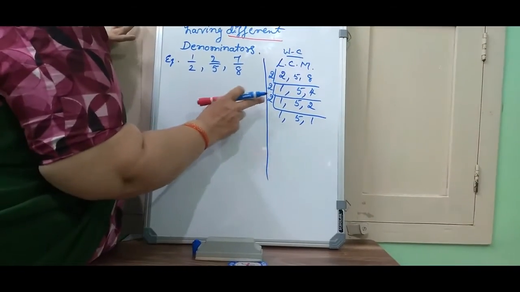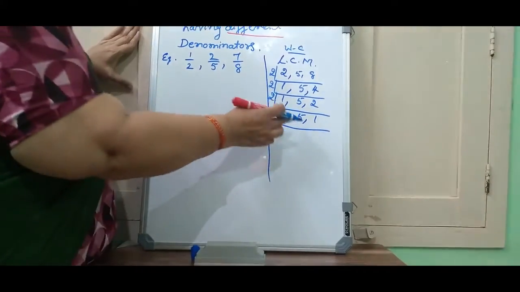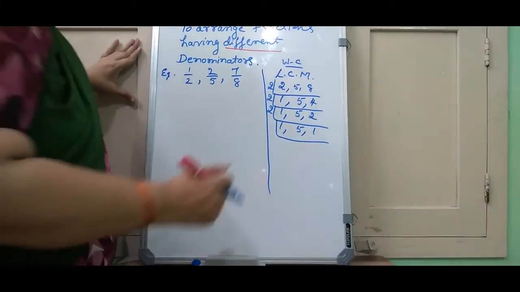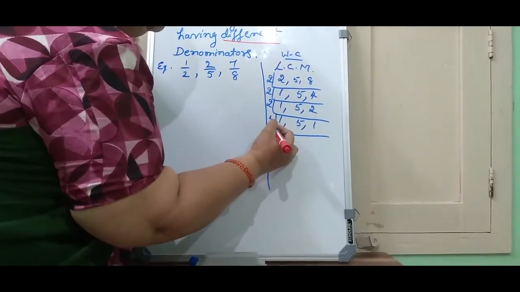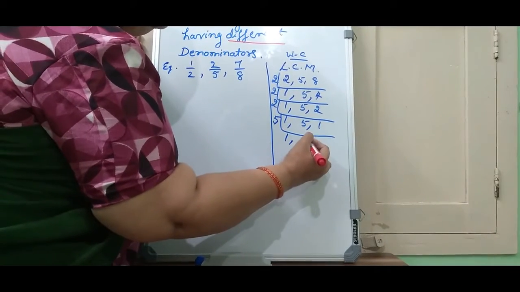Now we will consider the next prime number, that is 3. The number 3 is not here. So I am considering the next prime number, that is 5. So 1 I will write like this. 5 ones are 5.